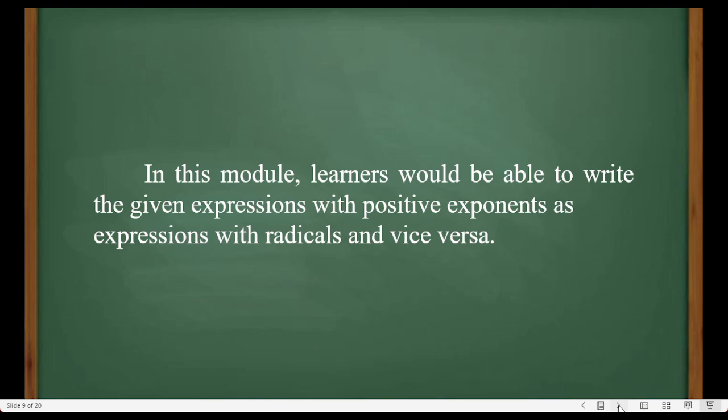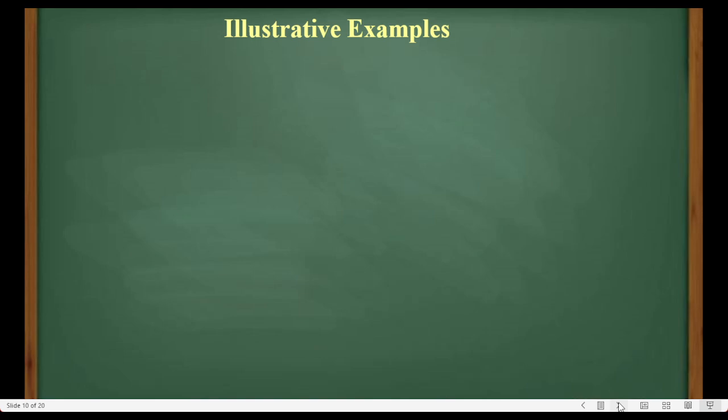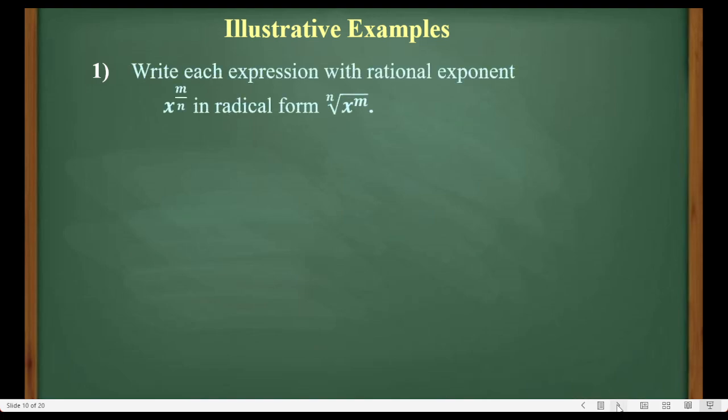In this module, you would be able to write the given expressions with positive exponents as expressions with radicals and vice versa. So let us now go to the set of illustrative examples. We have the first set of examples, and what we're going to do here is write the following expressions with rational exponents in the form x raised to m over n in radical form, the nth root of x to the m.